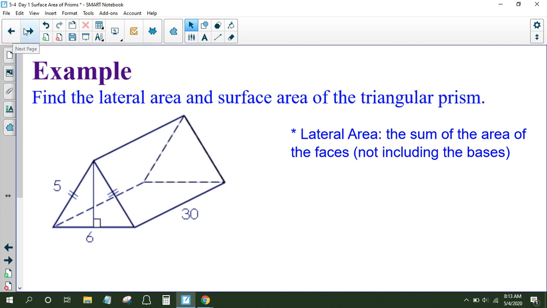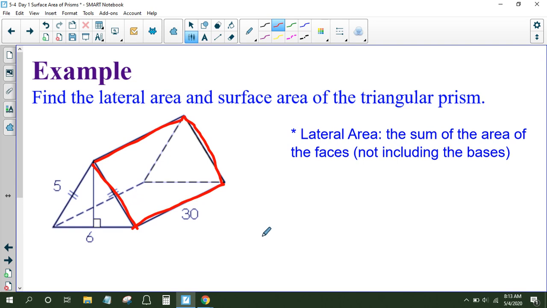All right, so let's point out what those would be. The lateral area would be this rectangle, which is a 5 by 30 rectangle. And there's one on the other side of it, another 5 by 30 rectangle. And then we also have the floor, which I'm calling it a floor. It looks like a tent to me. So the floor of the tent is another rectangle, and that is a 6 by 30 rectangle.